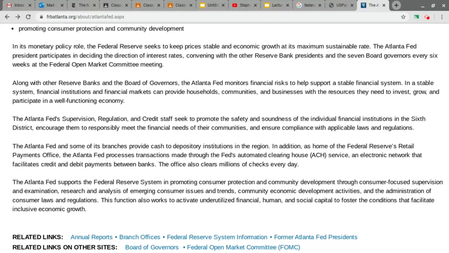Along with other reserve banks and the Board of Governors, the Atlanta Fed monitors financial risks to help support a stable financial system. In a stable system, financial institutions and financial markets can provide households, communities, and businesses with resources they need to invest, grow, and participate in a well-functioning economy. The Atlanta Fed's supervision, regulation, and credit staff seek to promote the safety and soundness of the individual financial institutions in the 6th District, encourage them to responsibly meet the financial needs of their communities, and ensure compliance with applicable laws and regulations.